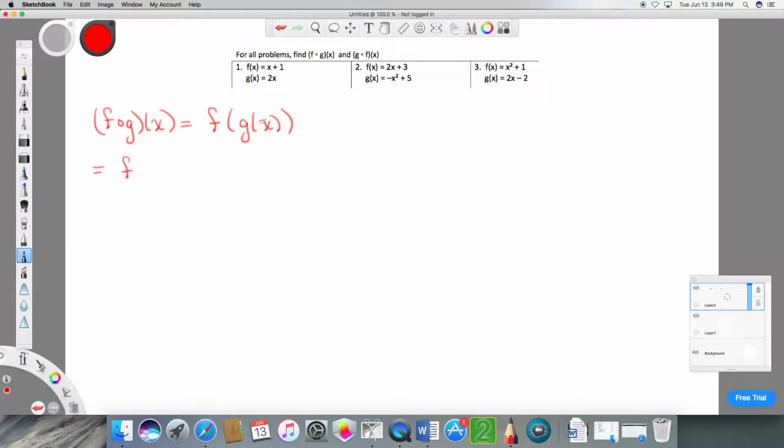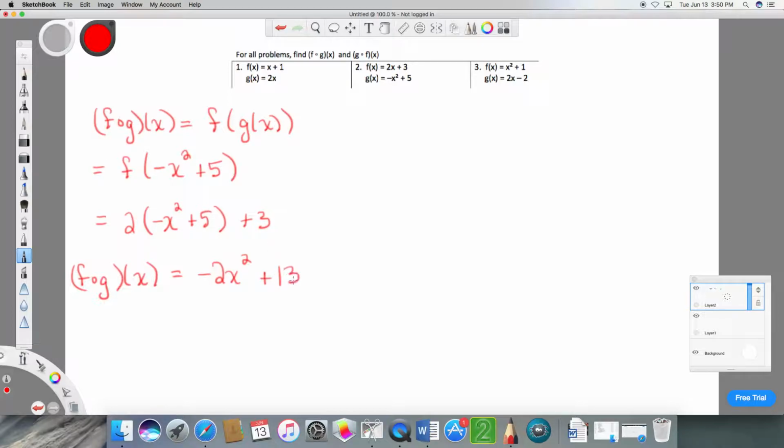So in problem 2, this g of x is the opposite of x squared and then plus 5. Well, what does f always do to the input? F always creates an addition problem where it's 2 times the input, no matter what that input is, and then plus 3. So this time the input is negative x squared plus 5. So we have our final answer if we distribute that: negative 2x squared plus 10 plus 3. 10 plus 3 is 13.